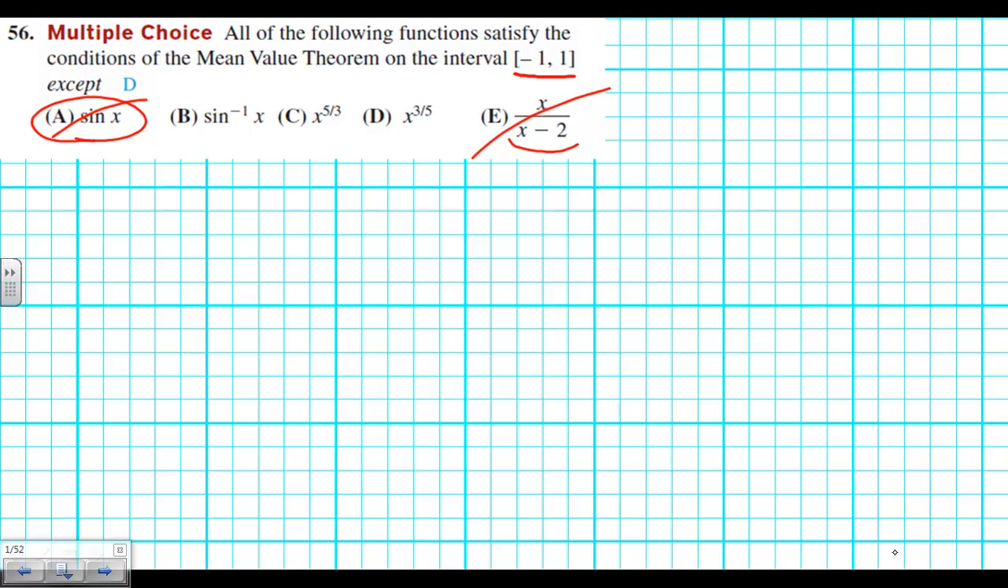Well, let's see. What does the inverse sine curve look like? If I remember correctly, it looks kind of like this. It maxes out at negative pi over 2 and pi over 2, and is defined from 1 to negative 1. Does that look continuous and differentiable on the interval from negative 1 to 1? Sure does to me, so that's no good. What if it were inverse cosine? Well, let's just, okay, C.